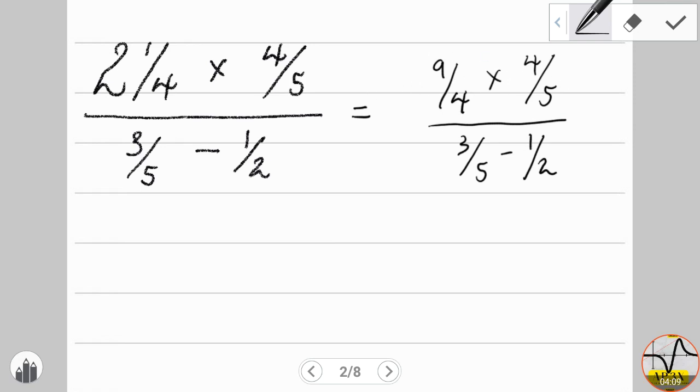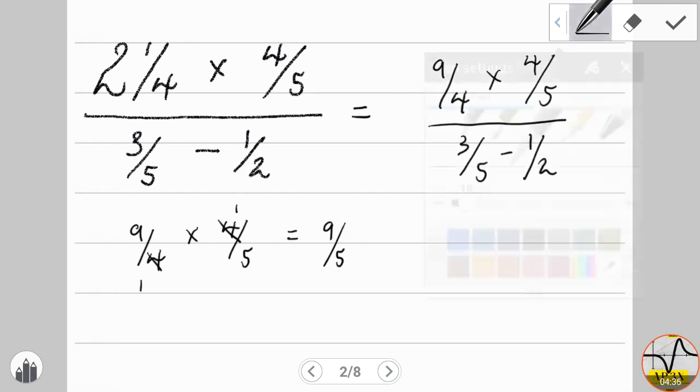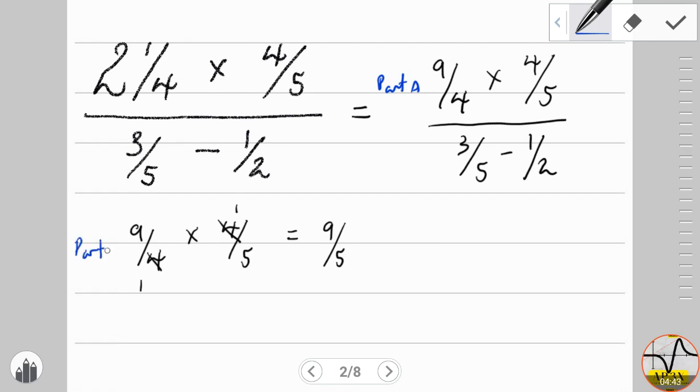Okay, so we're going to be working out this section in stages. We're going to be working out the top section. So what we have here is 9 over 4 multiplied by 4 over 5. Of course, when we are multiplying fractions, we're going to look for common factors to cancel our numerators and denominators. So 4 into 4 one time, and 4 into itself also goes one time here. So we're left with the simplified answer of 9/5 at the top of our equation. Let's just call this part A.